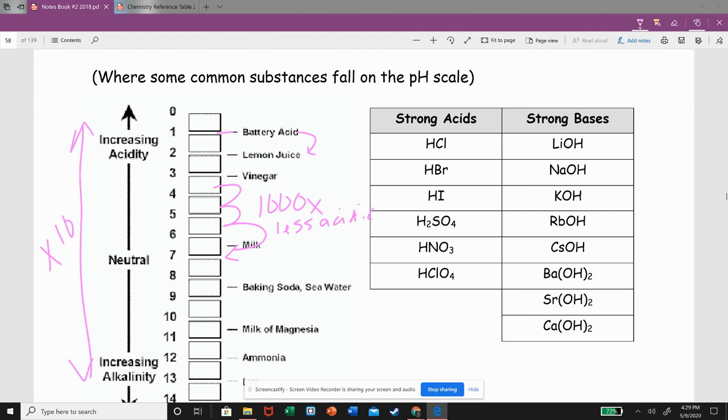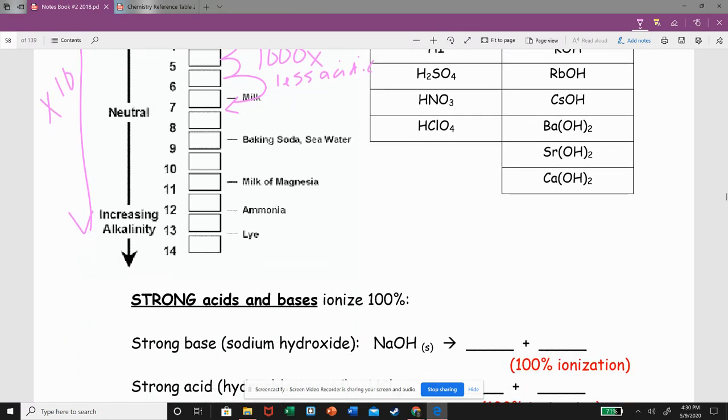Right, so vinegar is going to be 1,000 times more acidic than milk. Milk is 1,000 times less acidic than vinegar. If I'm going from the lemon juice to milk, it's 10,000, right? Lemon juice is 10,000 times more acidic than milk. Lemon juice is 10,000 times less basic than milk. All right, so every pH value is a multiple of 10, and that's really the most important part over here.